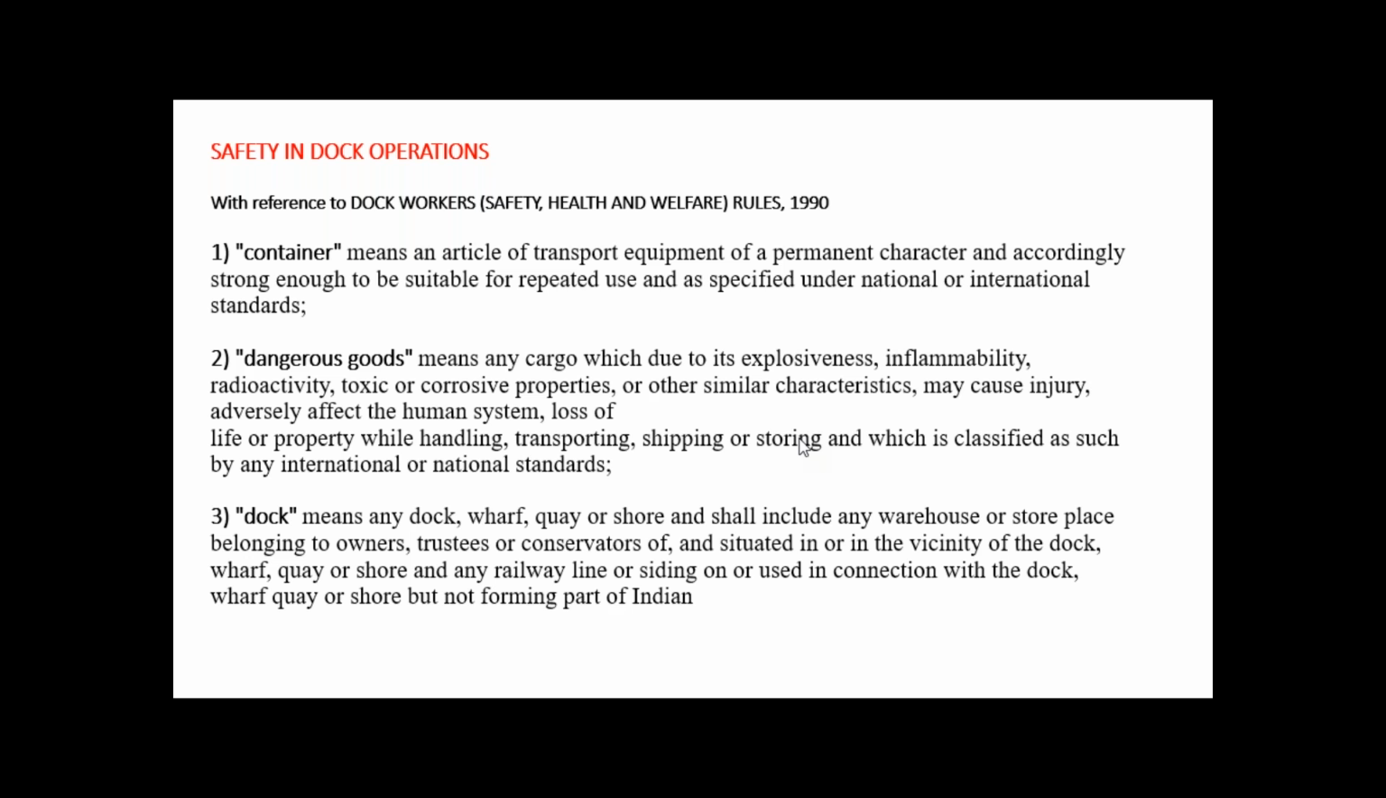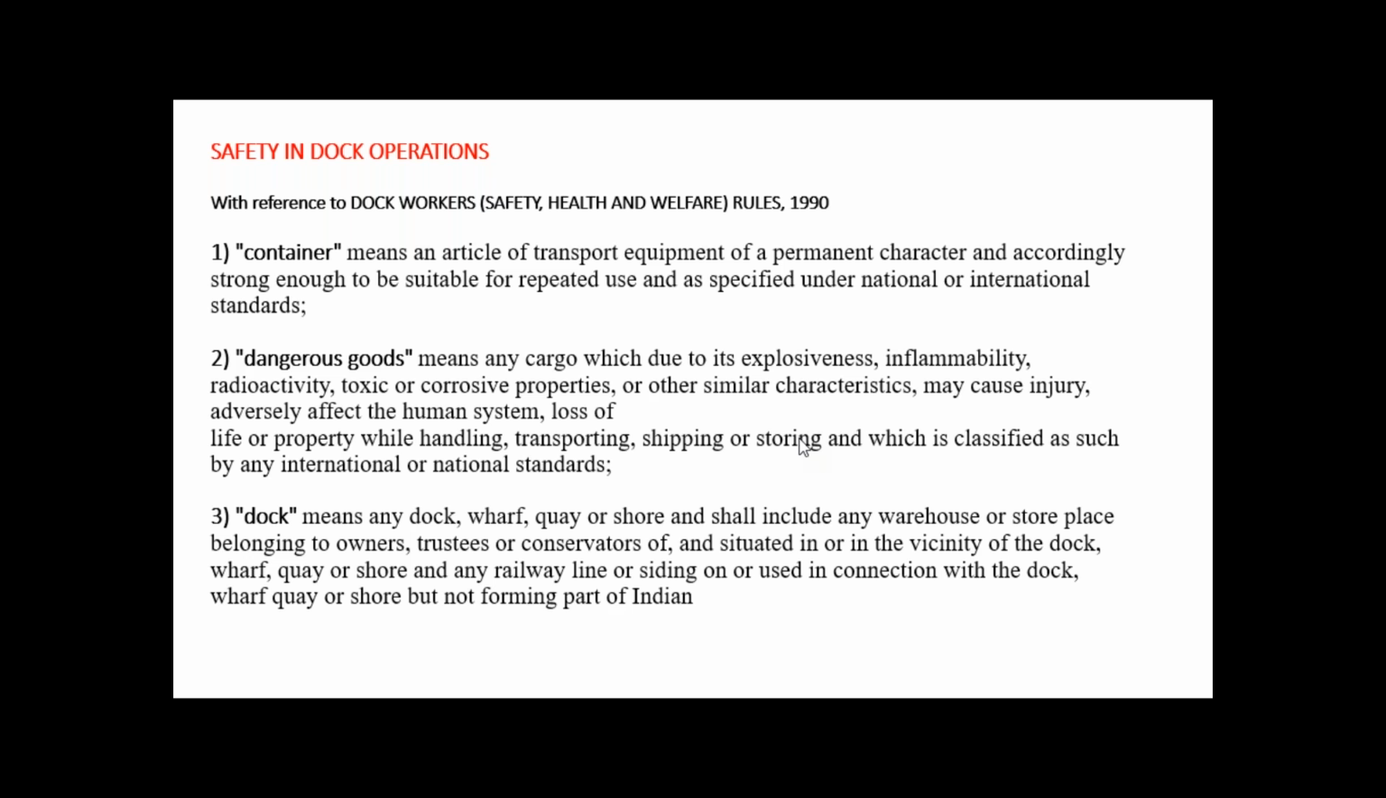So for unloading these containers, these drums, these packages, we have to use cranes. We have to prepare platforms, and then again for transporting these containers to other places, there is a loading operation. So loading and unloading activities on a particular platform at a particular port require some facilities, and all these operations are called dock operations.